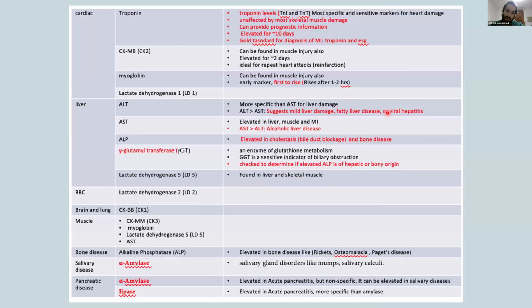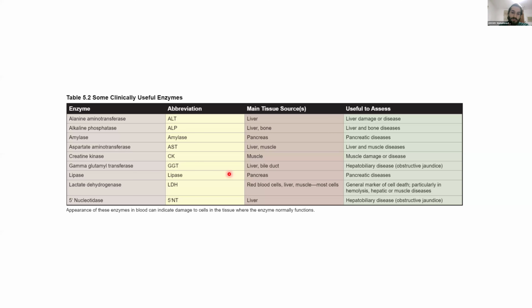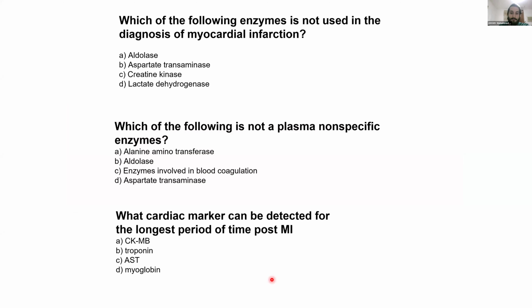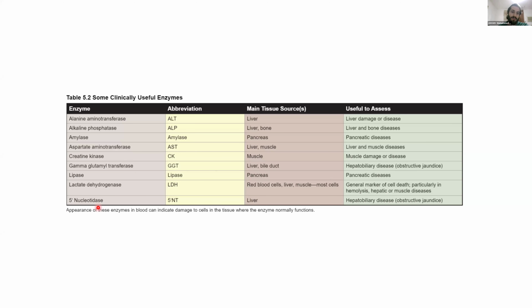Now, this is the table I was telling you about. This is basically whatever we have mentioned throughout the slides. Just memorize this: each enzyme, which disease, which organ. Also this one, the same, but from a book. Memorize it, also know which disease and which level. It's just easy. This last one, the nucleotide, we did not mention, but for the sake of completion, they put it here.